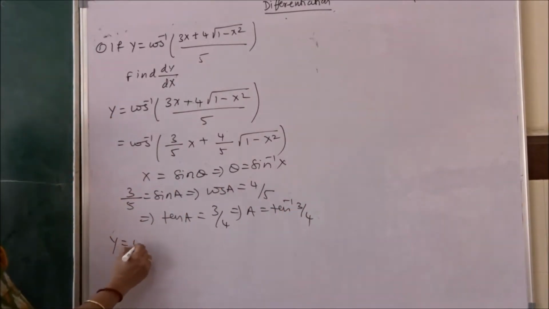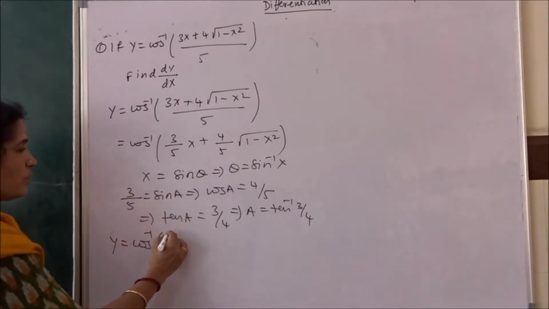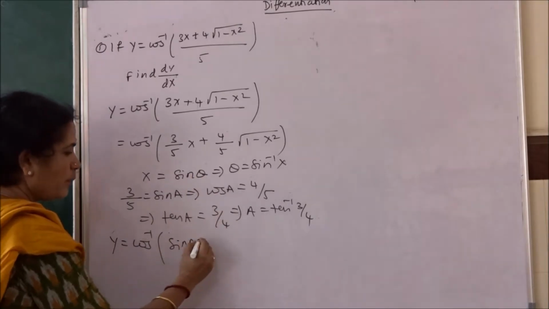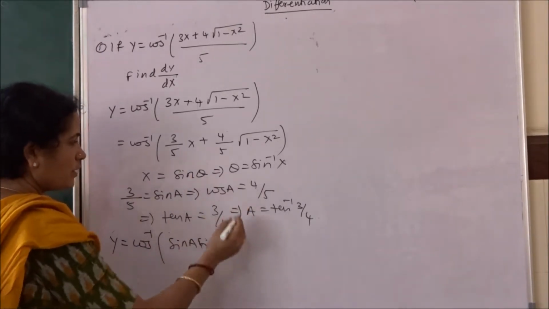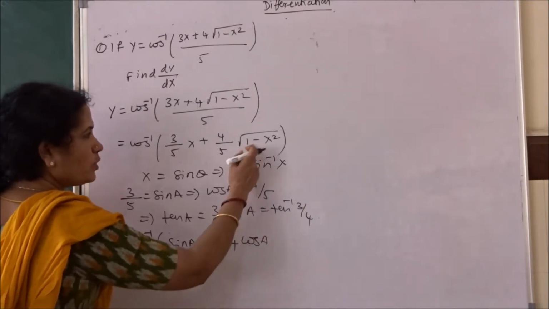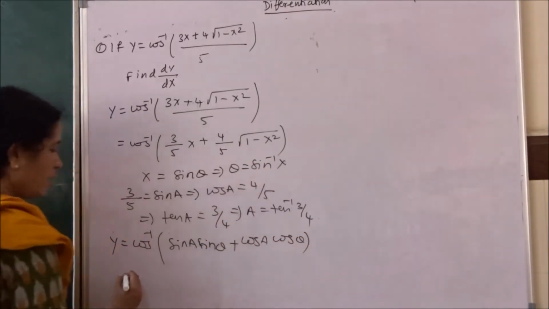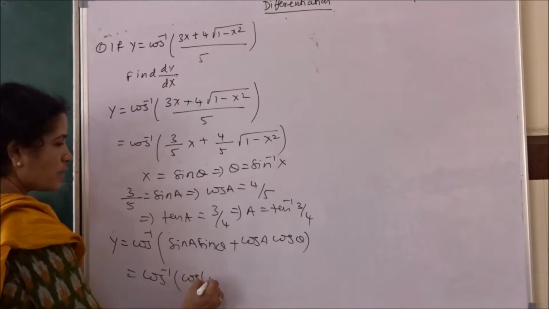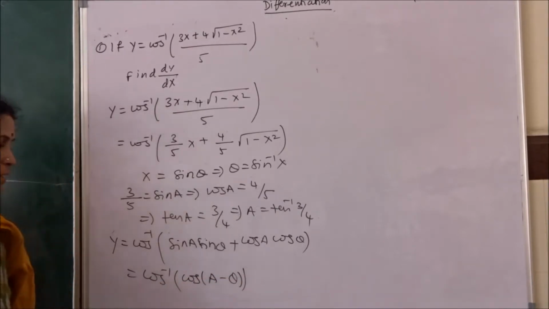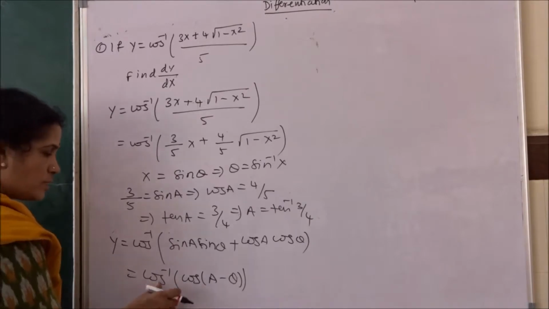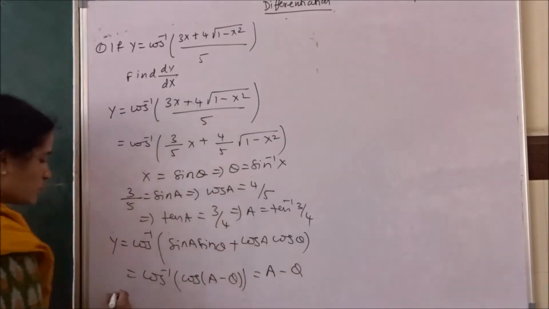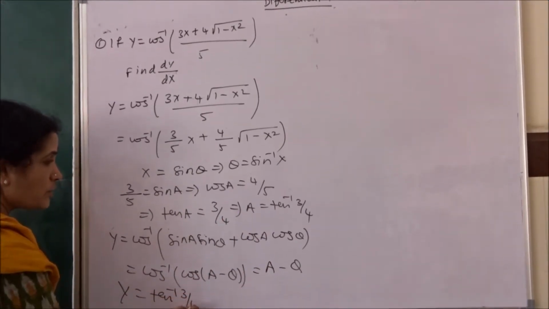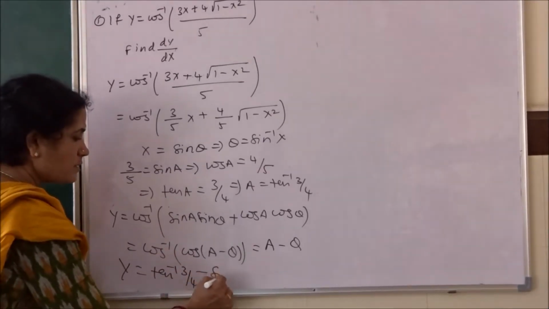Now see, y equal to, substitute all the functions here. So 3 by 5 is sin a into cos theta, that is, our substitution is sin theta. Am I correct? Plus 4 by 5 is cos a into under root of 1 minus sin square, which becomes cos theta. Now what is the formula? Cos inverse of cos a cos b plus sin a sin b. What is the formula? Cos of a minus b. Am I correct? Cos inverse cos cancels. Our target is to cancel this cos inverse. So that is equal to a minus theta. So y equals, instead of a we can replace tan inverse 3 by 4, minus theta, where theta is sin inverse x.